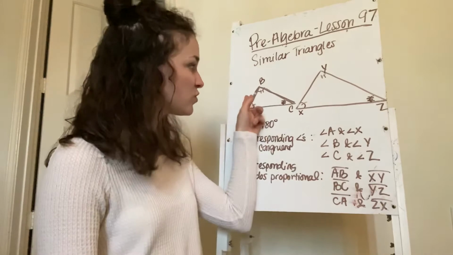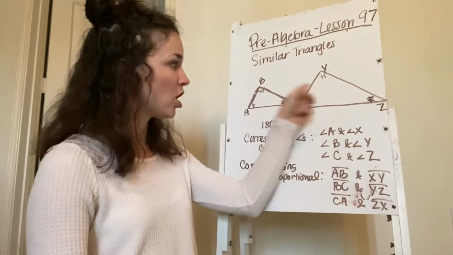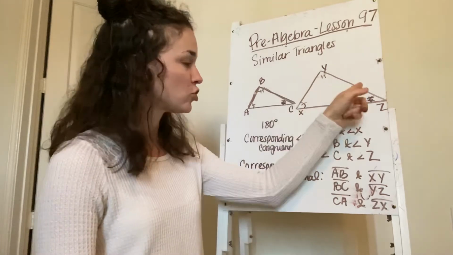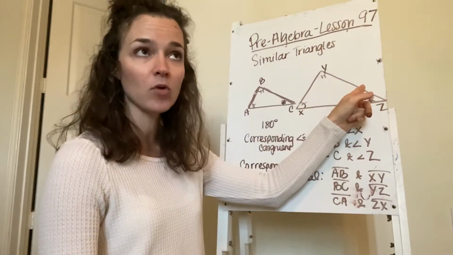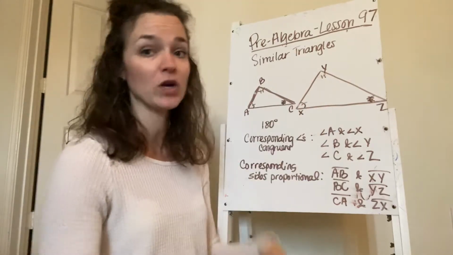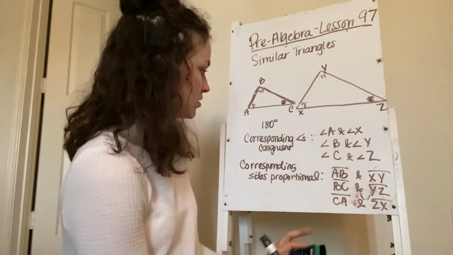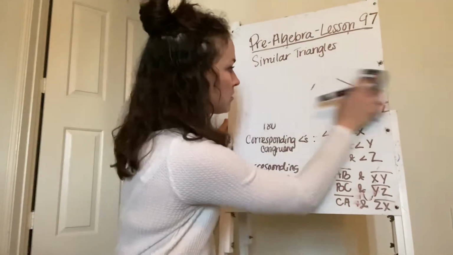So like if this one's 4, this one is not 4. It's something else. But its ratio, its proportion, its measurements are going to be directly proportional to the other sides. So we'll look at what that looks like in a different example. Let me set that up for us.